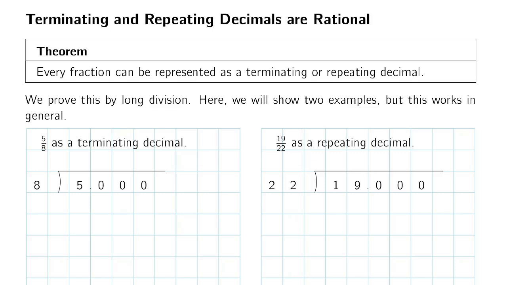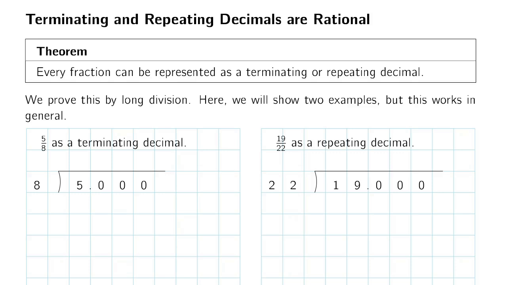In the last video, I made a claim that any terminating or repeating decimal represents a rational number. And then, of course, any decimal that doesn't terminate or repeat represents an irrational number. So in this video, I'm going to give you kind of a demonstration of this. These are not proofs because I'm only showing this for specific examples, but this can be done in general.